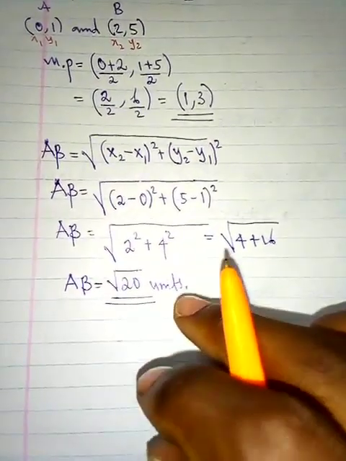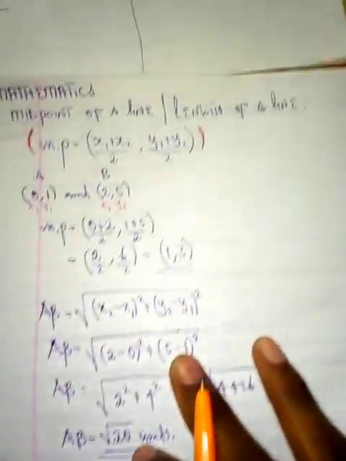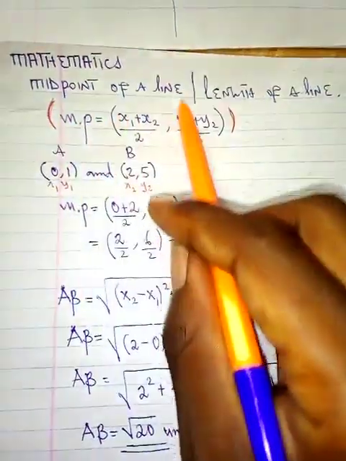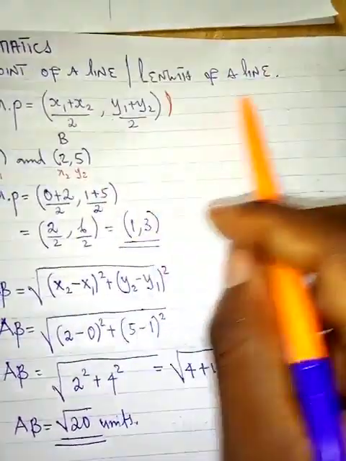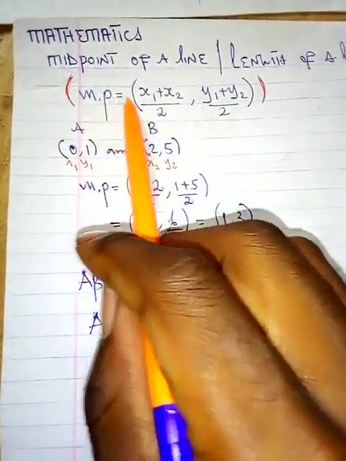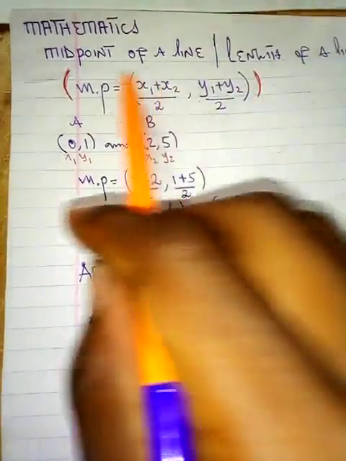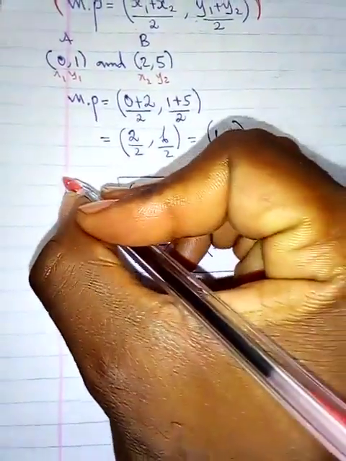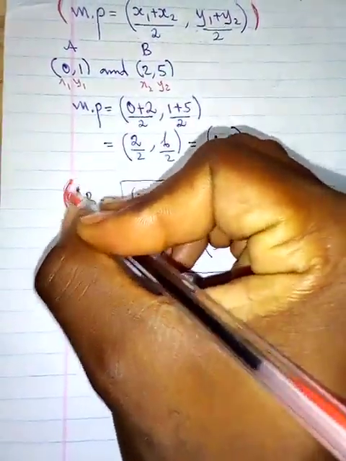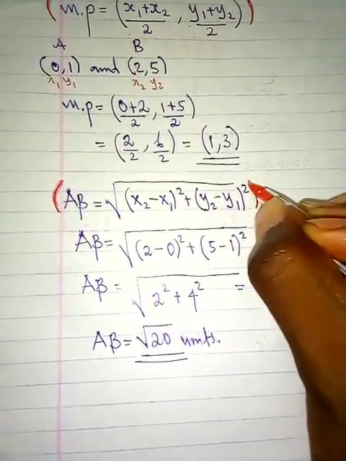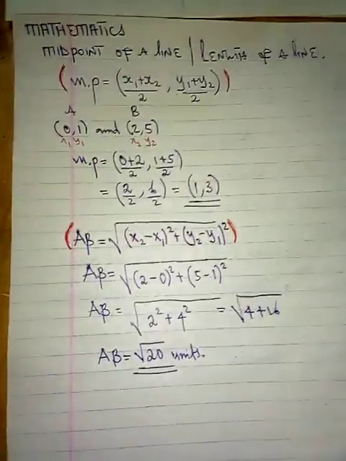So this is basically how you can determine the midpoint of a line and also the length of a line. Do know that the midpoint formula is going to be like this. Never should it be mistaken with a gradient. Your length formula or your distance formula is going to be this one. Once you handle that, then it's okay. Thank you very much.